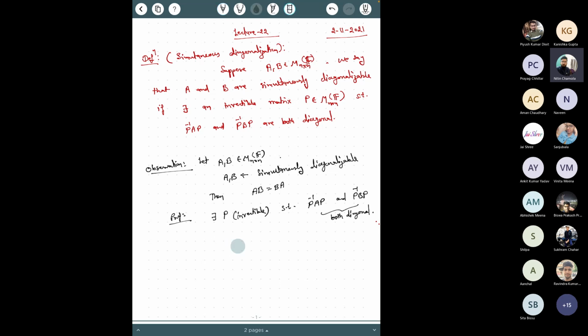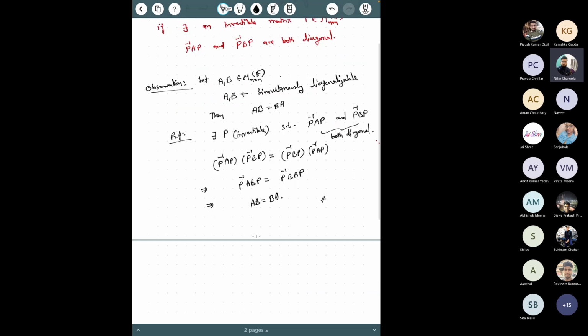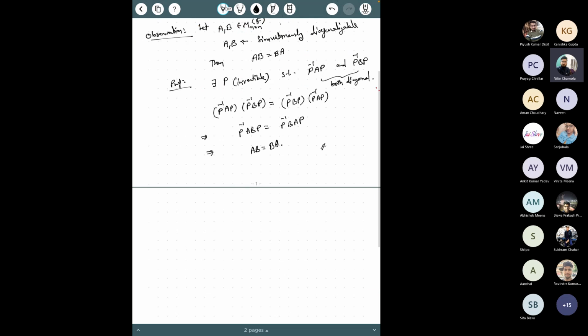Instead of rewriting this, you can look at it in this way: P inverse AP and P inverse BP commute. That means P inverse AP times P inverse BP is equal to P inverse BP times P inverse AP, because they are diagonal, so they commute. But then this is equal to P inverse ABP equal to P inverse BAP. Then you can multiply with P from the left-hand side and P inverse from the right-hand side, so this implies that AB is equal to BA. So that means if A and B are simultaneously diagonalizable, then A and B commute.